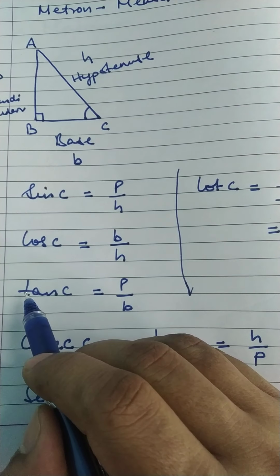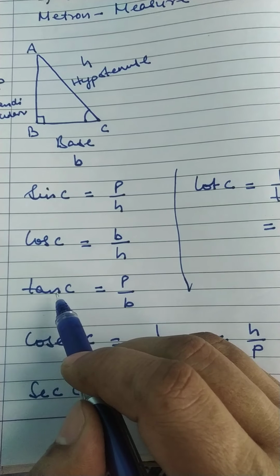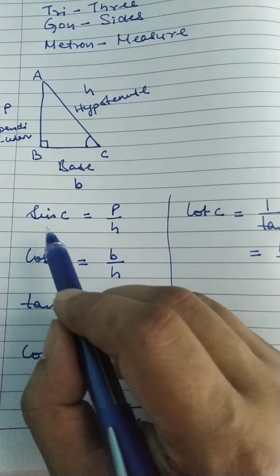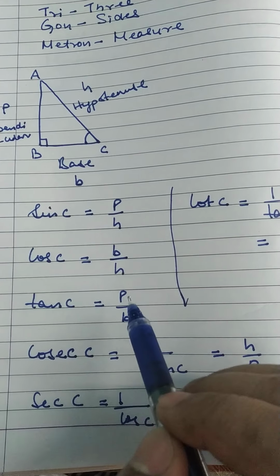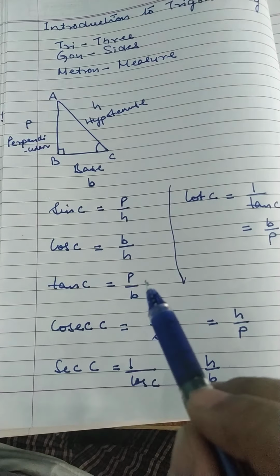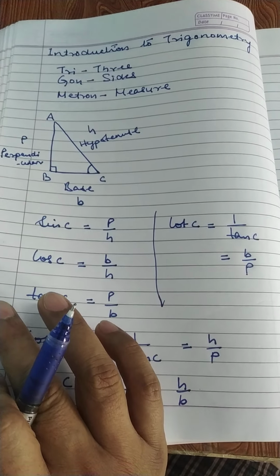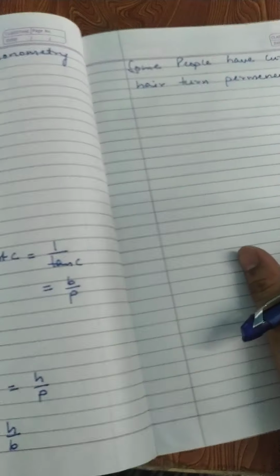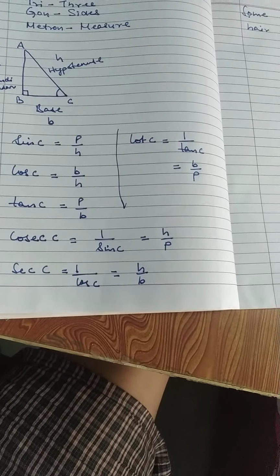Turn, T. From T we can have both the words turn and tan. So turned permanently black, PB. So we have to learn only this sentence: some people have curly brown hair turned permanently black. If we learn this sentence, we can easily learn these trigonometrical ratios. Now let's do some simple examples which are based on these formulae, on these definitions. Let's take one example.